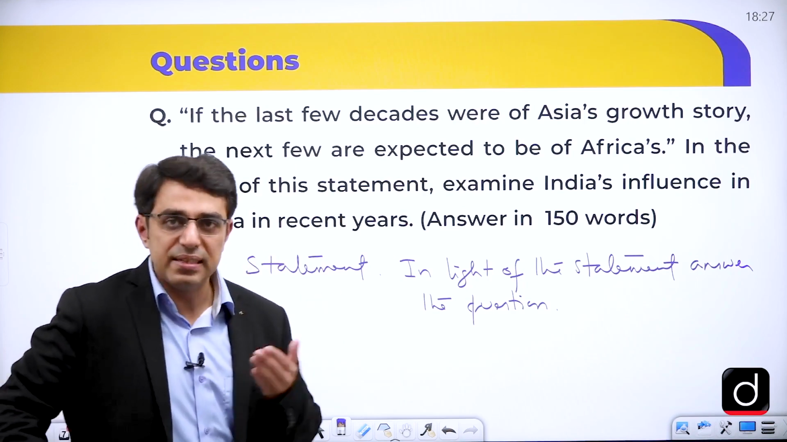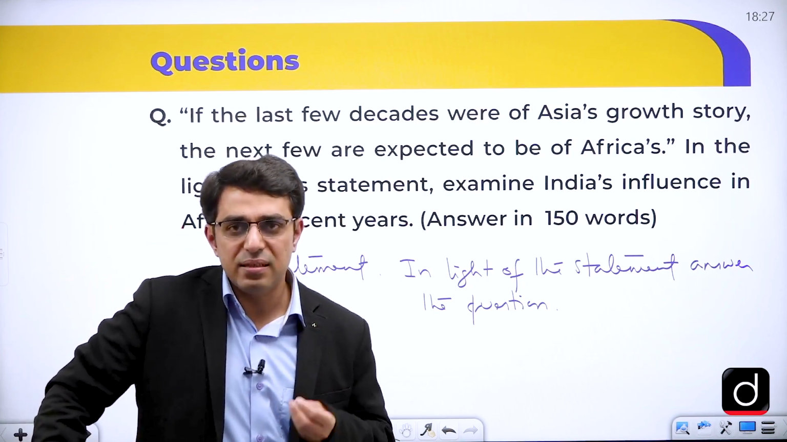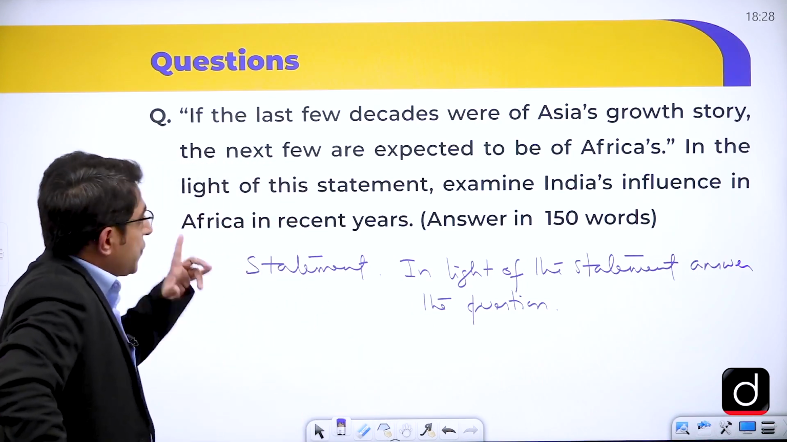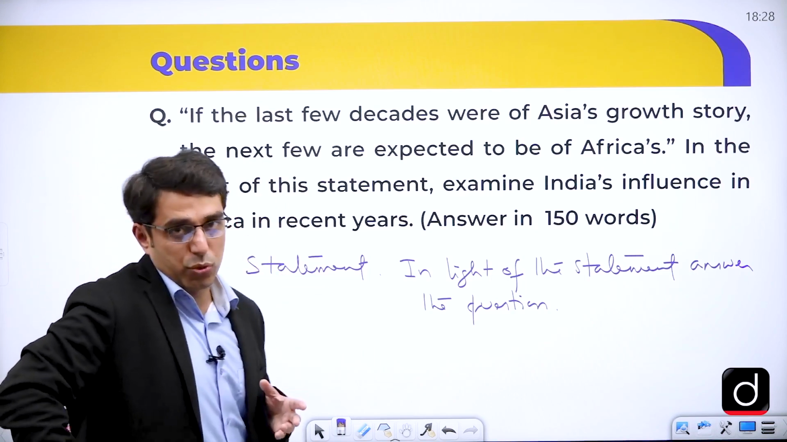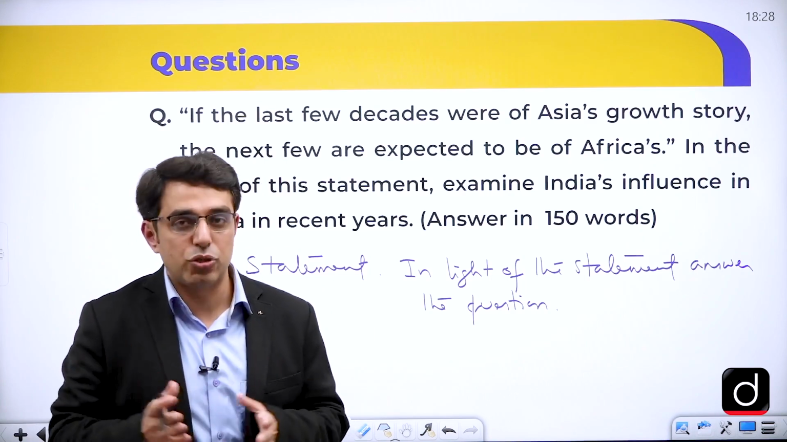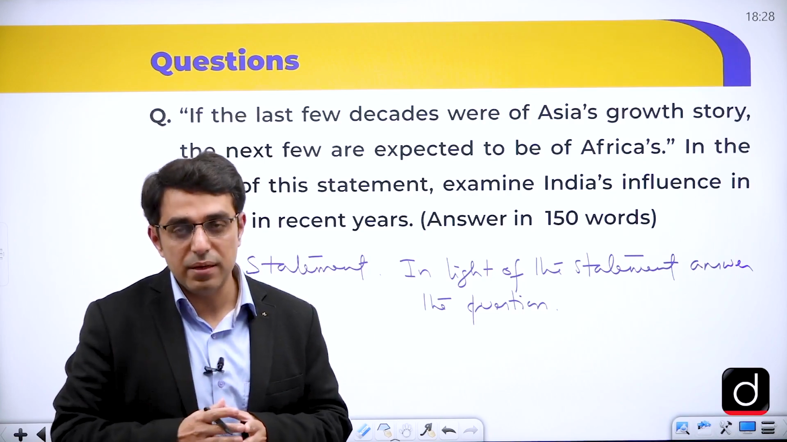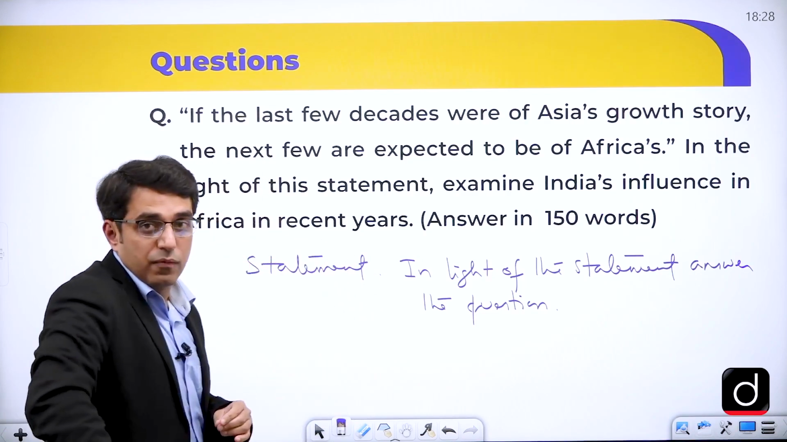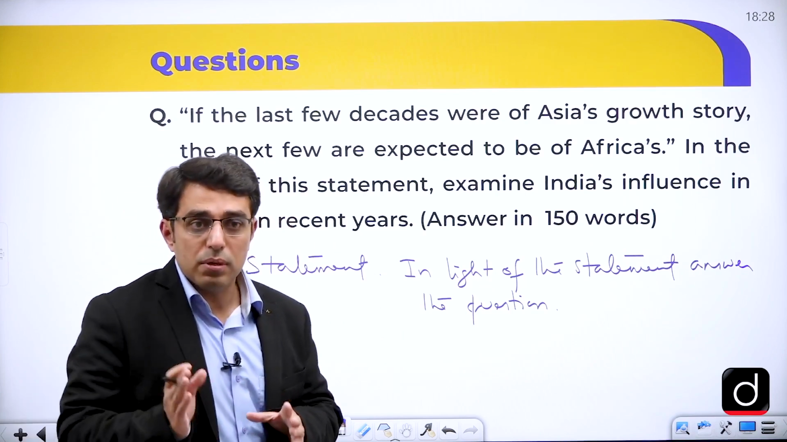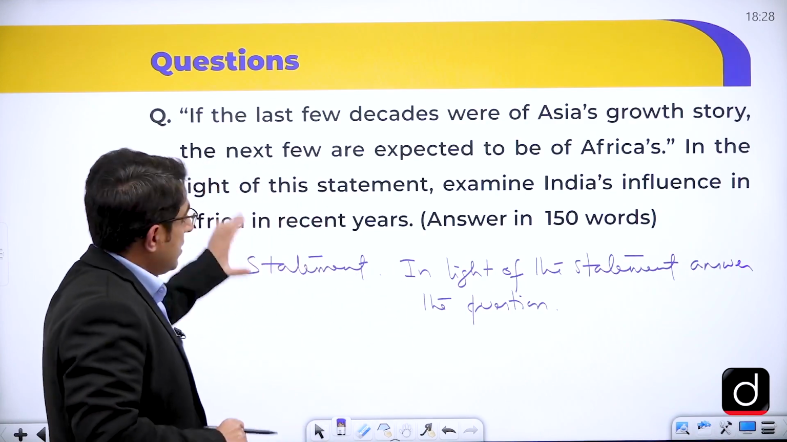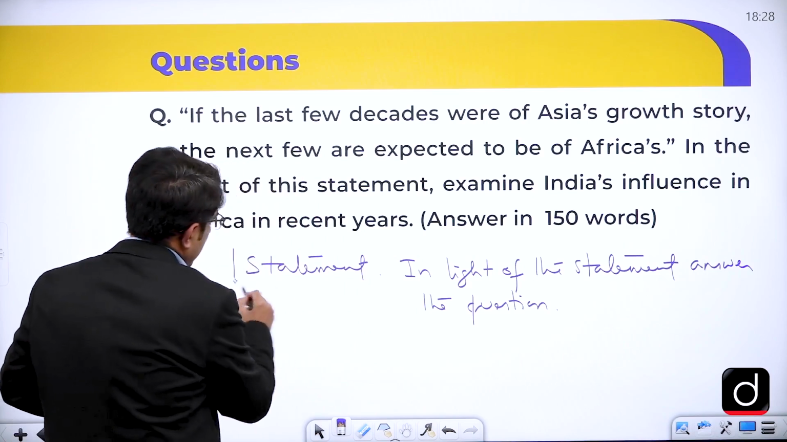When we read the statement, we realize that it is factual in nature. It says the last few decades were about Asia's growth story. We know the 21st century has been billed as Asia's century, and especially China and India have been the major Asian countries registering very impressive growth rates. So it was all about Asia's growth story for the last few decades, but now it seems that the momentum is shifting towards Africa. That is the statement, and we need to be clear about it.